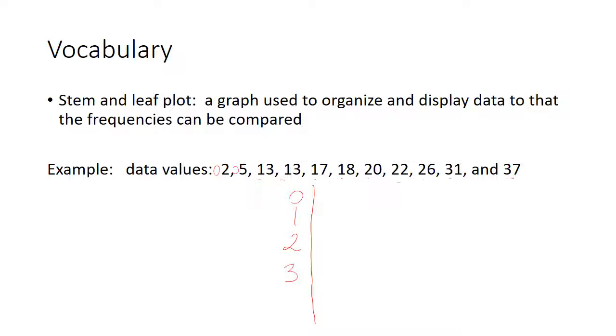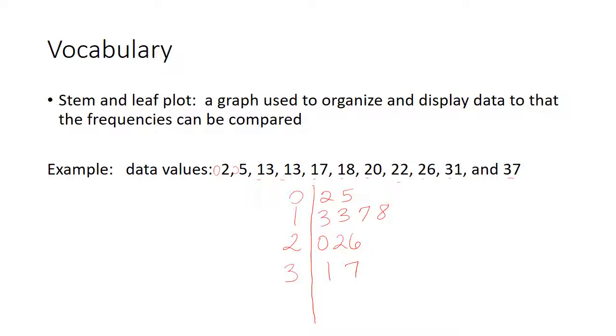Now we're just going to stick the other numbers, the leaves, on the other side of the line. So we have a 0, 2 and a 0, 5. We have a 1, 3, a 1, 3, a 1, 7, and a 1, 8. We have a 2, 0, a 2, 2, a 2, 6, a 3, 1, and a 3, 7.